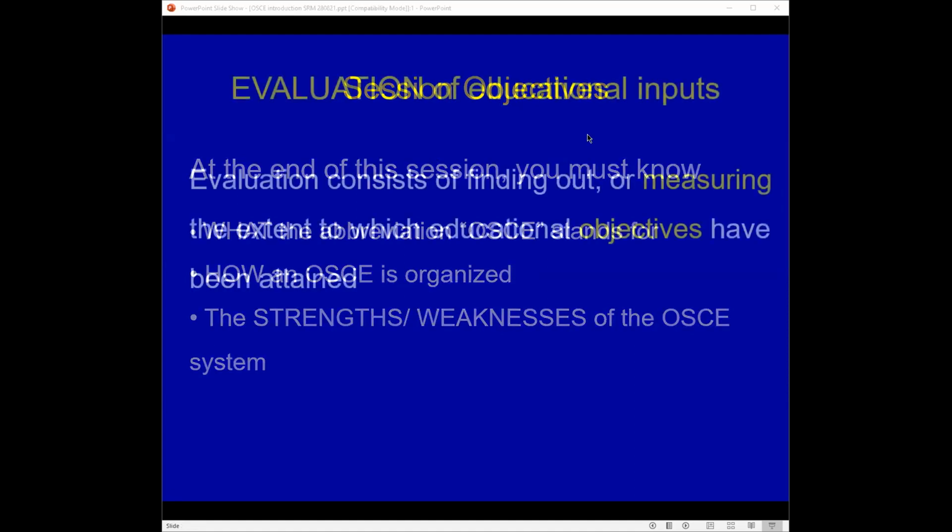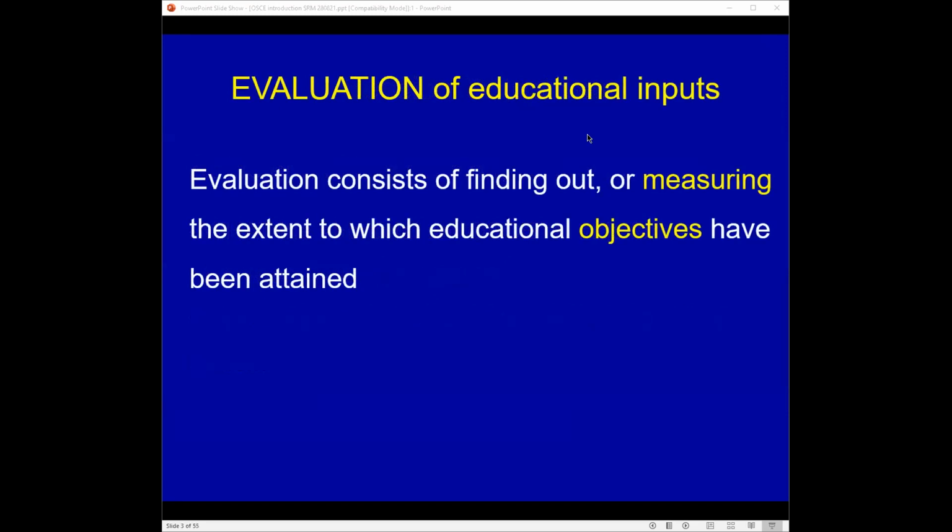Now, I must come from the perspective of evaluation itself, which is where this session is located. And when we say that we want to evaluate or assess our own input that we have given to a student or a group of students, we really mean that we want to measure the extent to which the objective that we had at the beginning of our session actually has been attained.